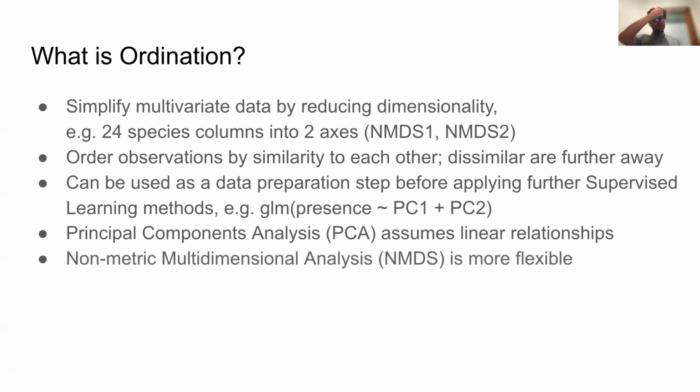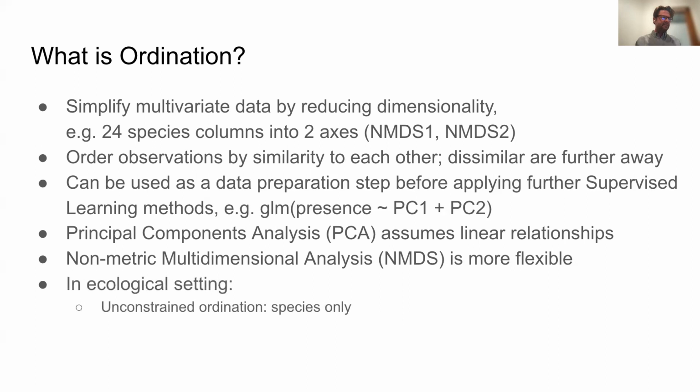Non-metric multidimensional scaling, which is certainly a mouthful, is more flexible, so it can capture variability even when the correlations between your columns are not linear.